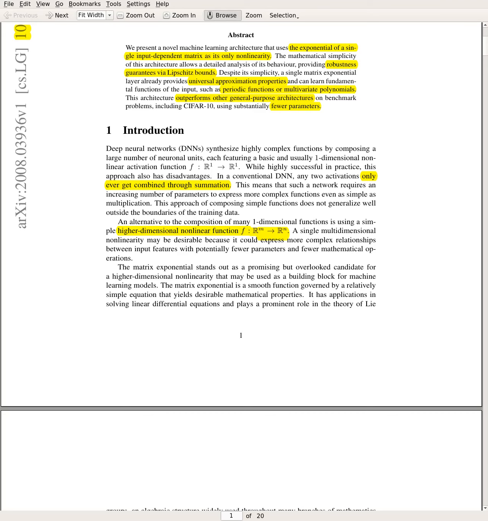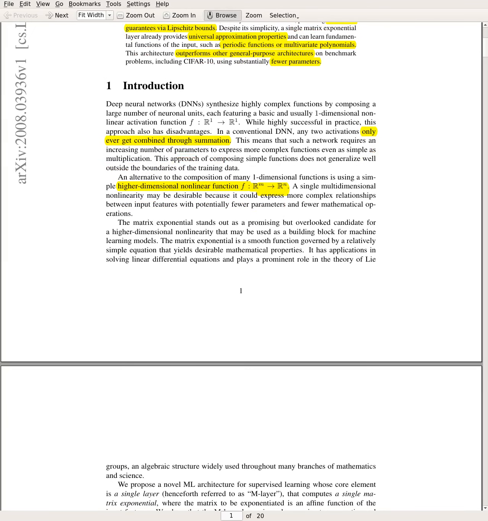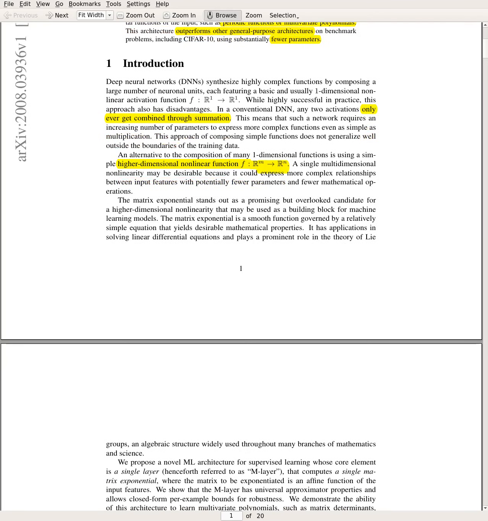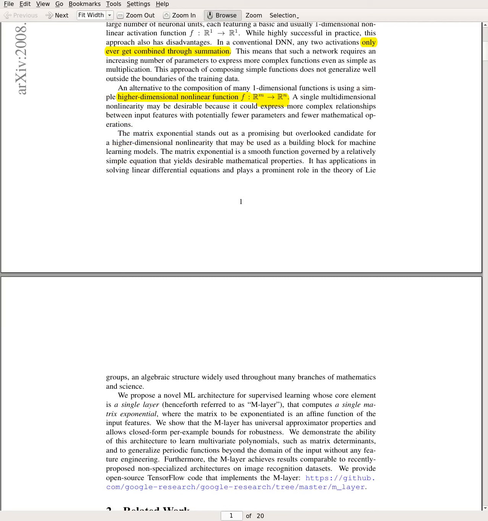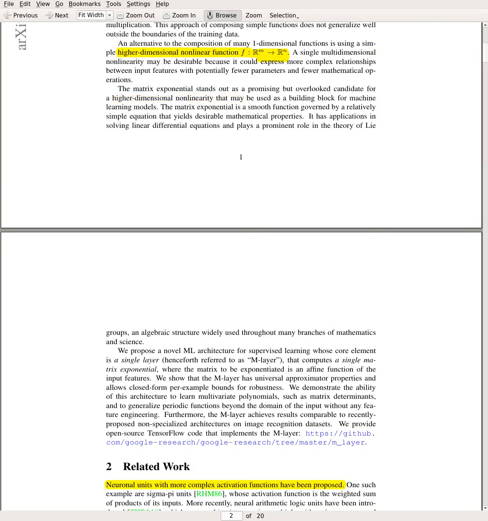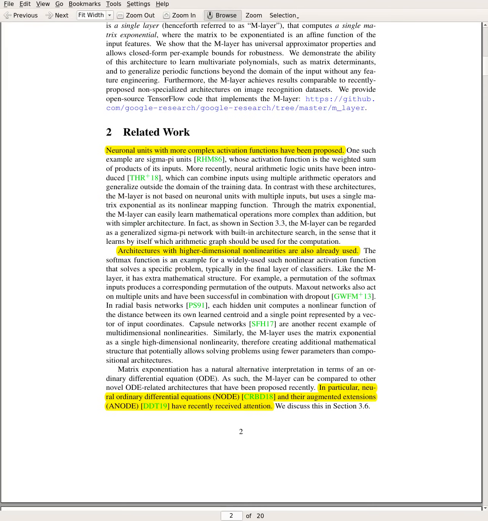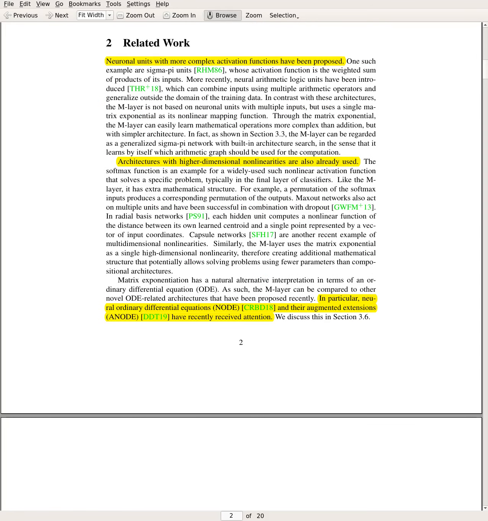So in classical nonlinearities, usually we combine only through summations, but that means that on some kinds of problems, you will have to have much more layers than you would have if you've chosen the right nonlinearity. So the proposal here is to have a higher dimensional nonlinear function from m-dimensional space to n-dimensional space, and this nonlinearity is a combination of summation, multiplication of matrices, and application of exponential.